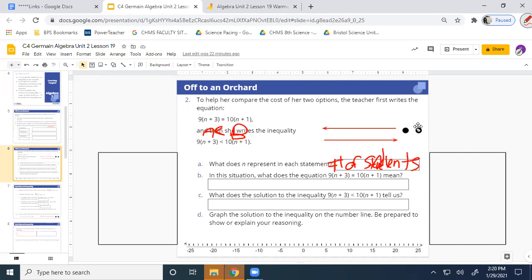Okay, so n represents the number of students. In this situation, what does the equation, I'm not going to read it again because I always mess it up when I read it. What is the solution to that equation mean? Thinking about it logically, if we were to set them equal to one another, what would it mean in the context of the story?